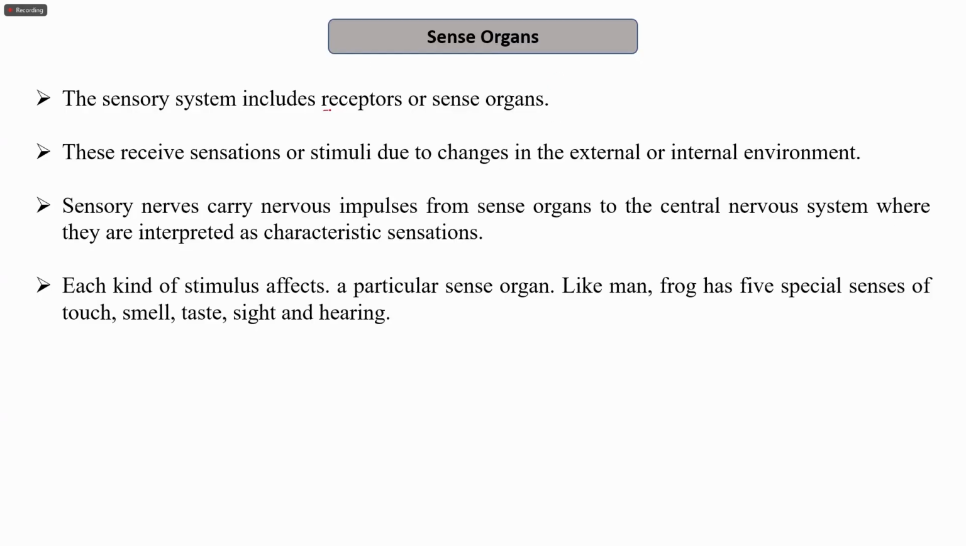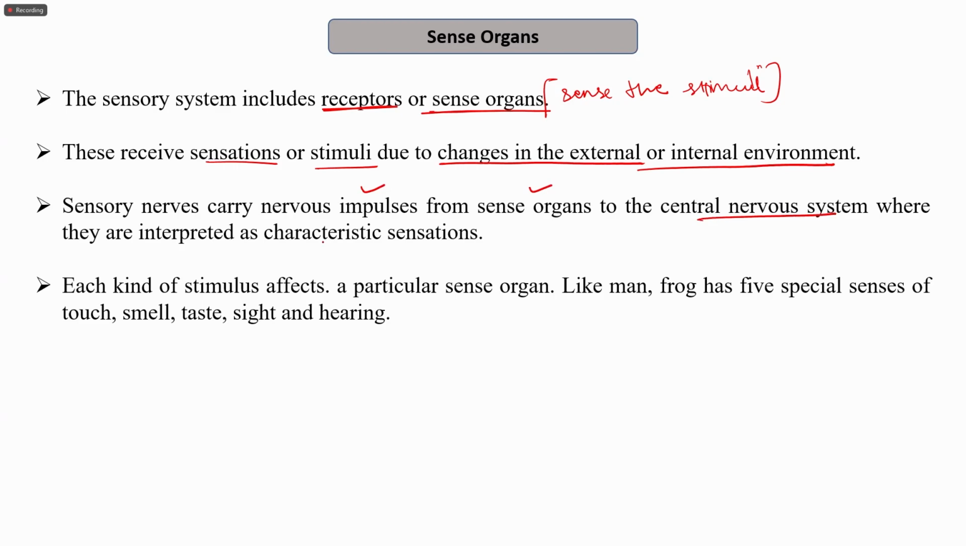So the sensory system includes the receptors or the sense organs that will sense the different stimuli. So what is a stimuli? Any external change that happens in the environment. These receive sensations or stimuli which is due to the changes in the external or internal environment. Sensory nerves carry nerve impulses from sense organs to the central nervous system where they are interpreted as the characteristic sensation. So from the sense organ, sensory nerves carry the information to the CNS where the interpretation happens.